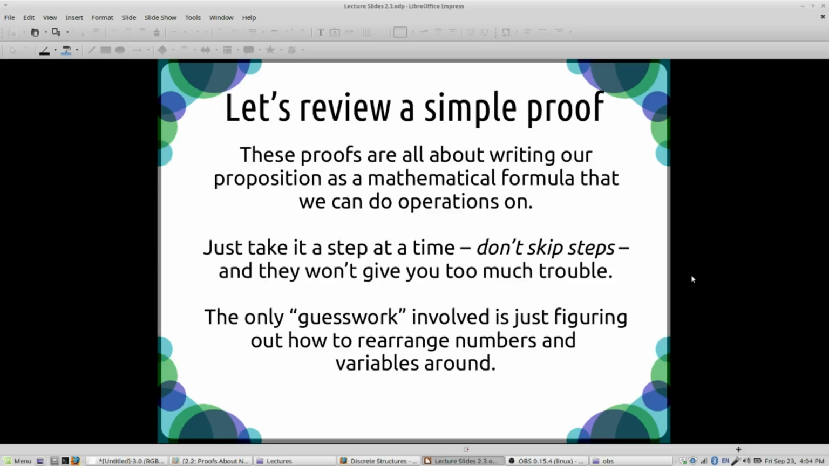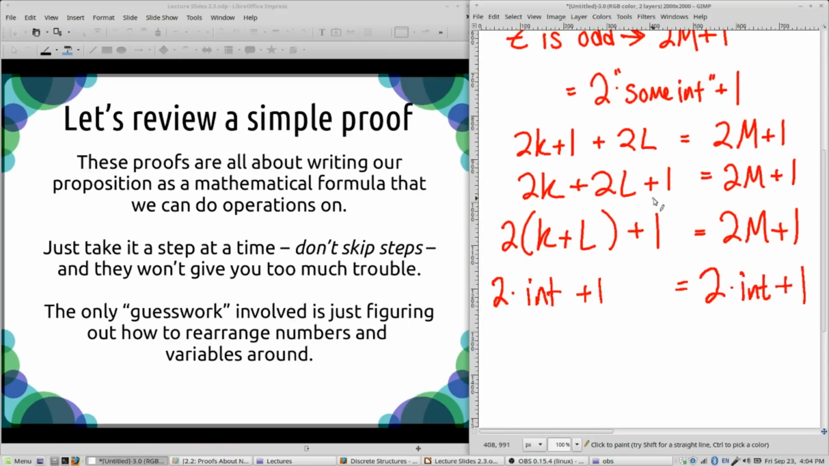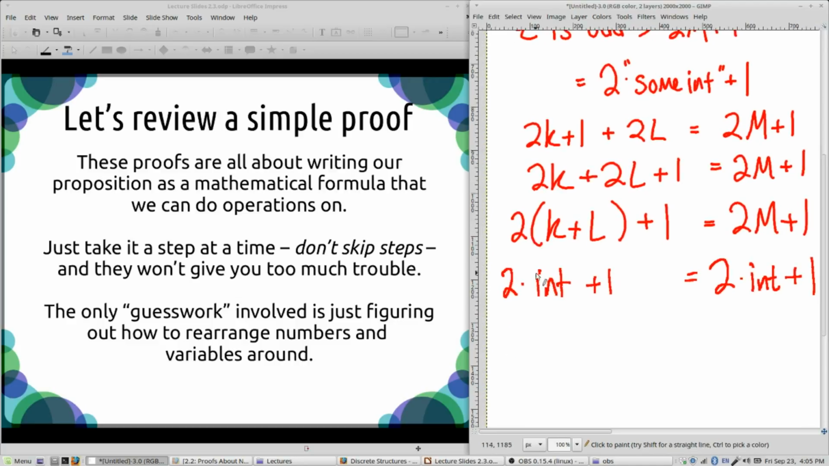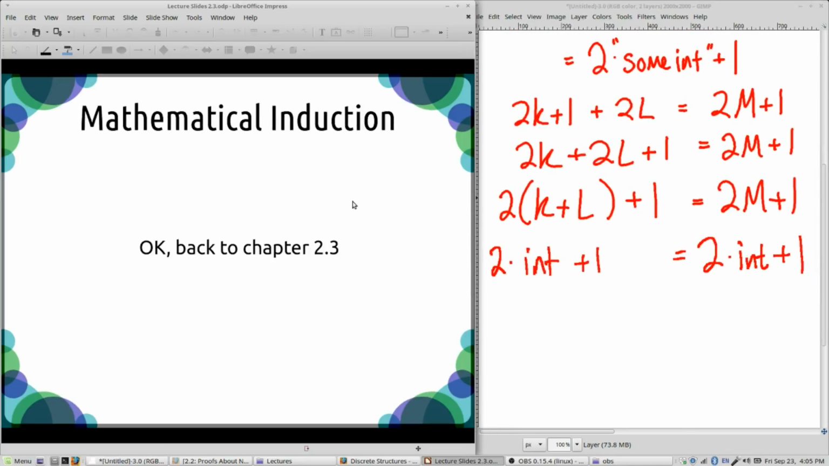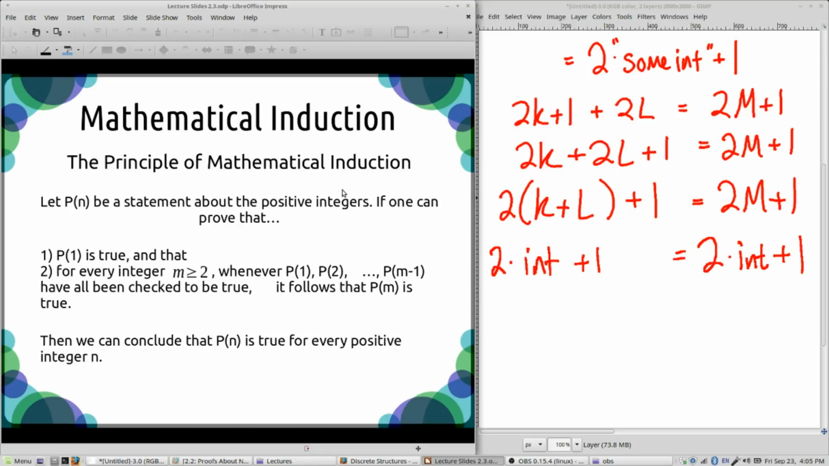So the good news is there's not really any guesswork. The only guesswork here would be trying to convert a string of numbers into another string of numbers. We're not guessing sequences based on some numbers like we were in 1-2. We just have to be able to play around with numbers and see if we can get it into a form that is, by some definition, even, odd, or whatever. So for 2.1 and 2.2, it's about even, odd, and divisibility. For this chapter, it is about changing a recursive statement to a closed formula. So a recursive formula to a closed formula.